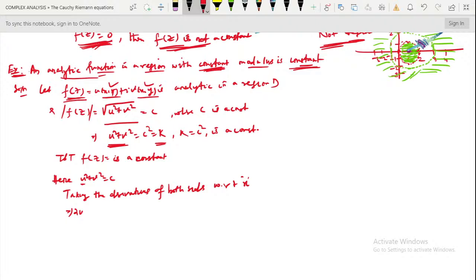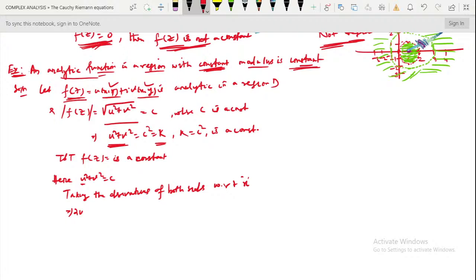So here we did this thing, ux equal to 0, and similarly we can show that vx equal to 0.